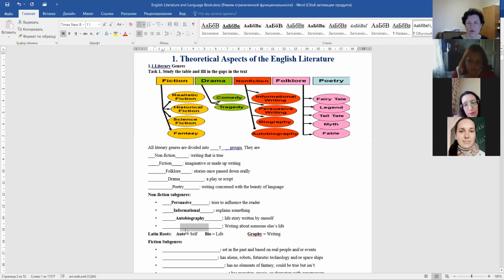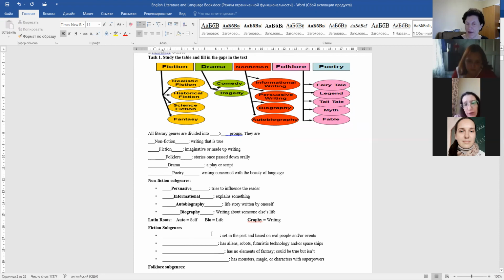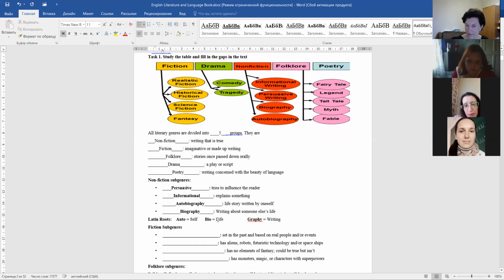Perfect. So give me the Latin roots. Auto means self. Bio means life. And graphy means writing. Good. Marin, next. Historical set in the past and based on real people and events, historical fiction. Good.